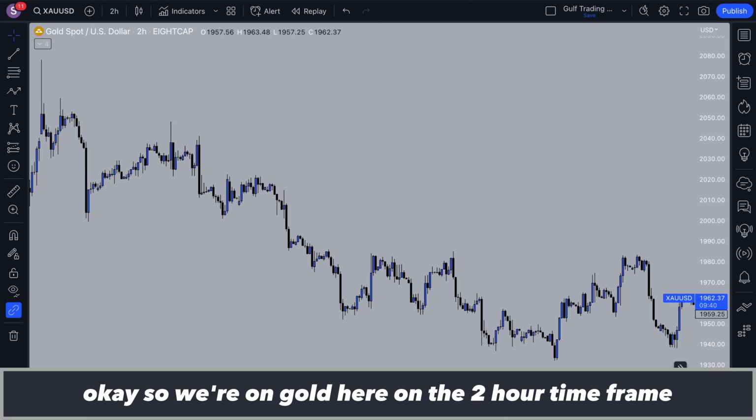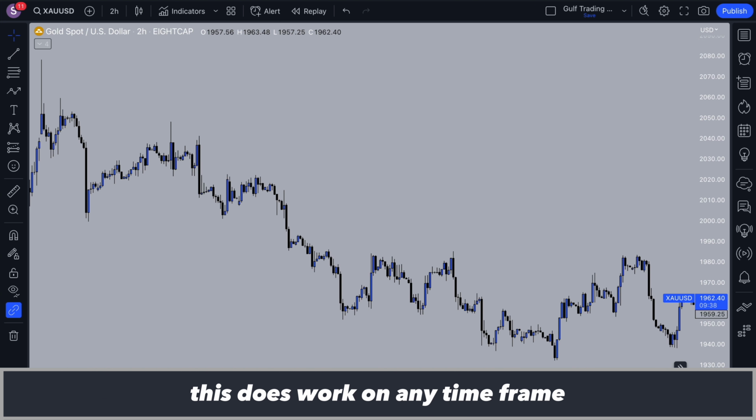Okay, so we're on gold here on the 2-hour time frame. This does work on any time frame, just to clarify. The higher time frames I generally prefer, maybe like the 1 hour, 2 hour, 4 hour, but you can go down to the 15-minute and use it on them as well, and even the 1 minute. So whatever is your trading style, I'd stick to that.